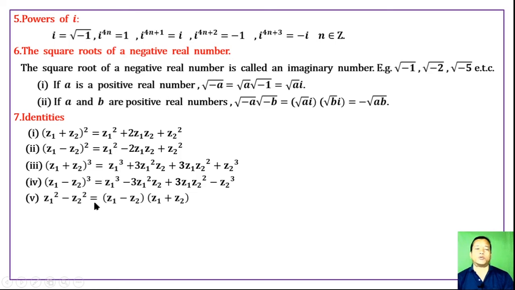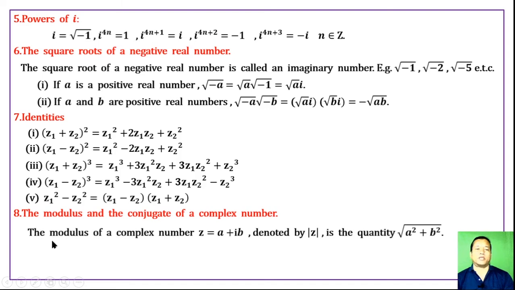Z1 square minus Z2 square is Z1 minus Z2 times Z1 plus Z2. The modulus and the conjugate of a complex number. The modulus of a complex number Z equal to A plus IB, denoted by Z with single bars, we read it as modulus of Z, is the quantity square root of A square plus B square. Thus, modulus of Z equal to modulus of A plus IB is equal to square root of A square plus B square, that is, square root of real part square plus imaginary part square.